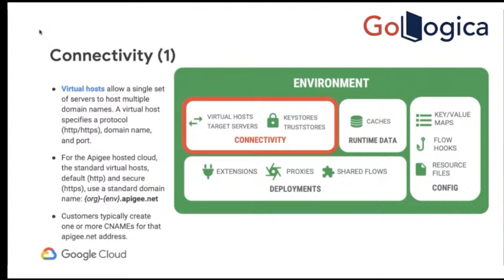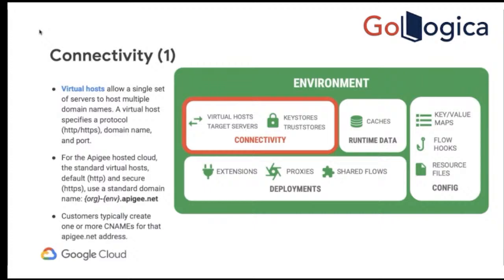Then in terms of connectivity, to connect from client to Apigee, we have to create a virtual host. Virtual hosts are created in the environment. In the virtual host, you specify the protocol, HTTP or HTTPS, you specify the domain name, and you specify the port.